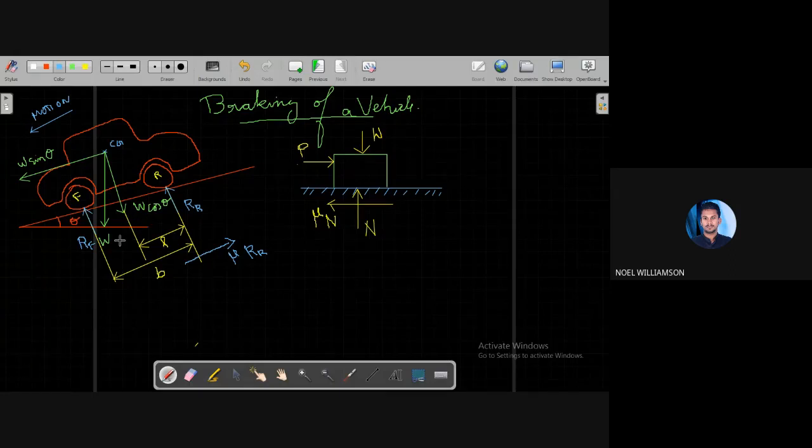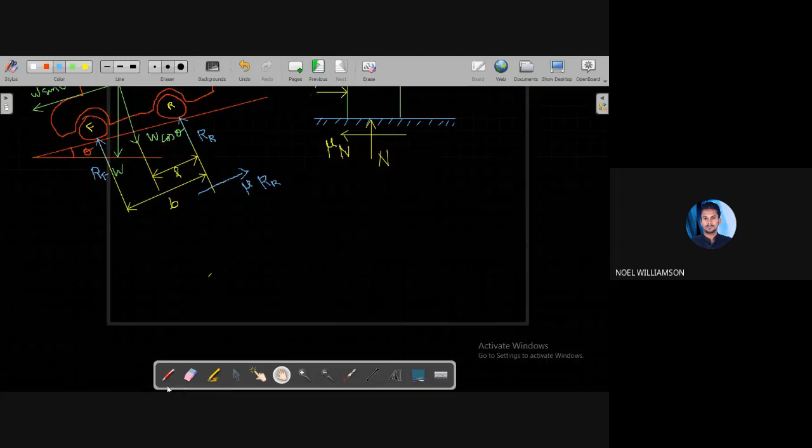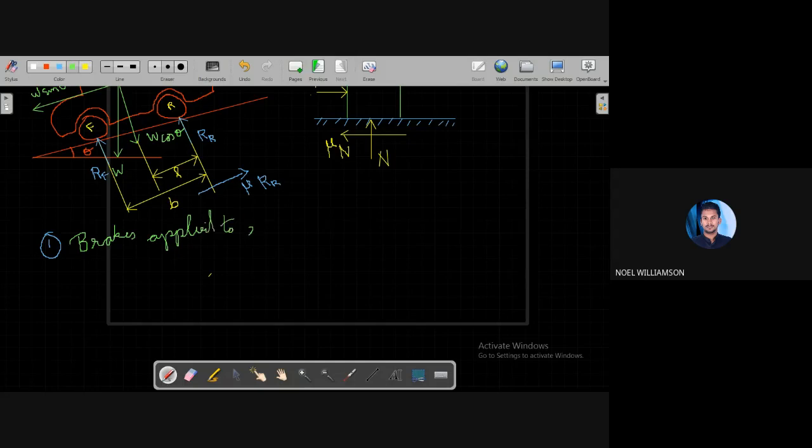Then in that case, what will be the equations? So we can see. Now we are considering this first case, the first case where the brakes are applied to rear wheels only. Okay, so here the brake is applied to the rear wheels.